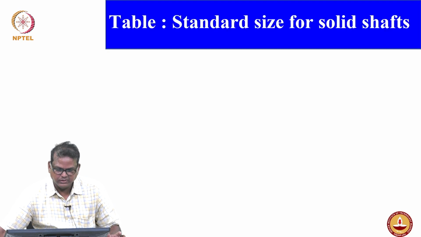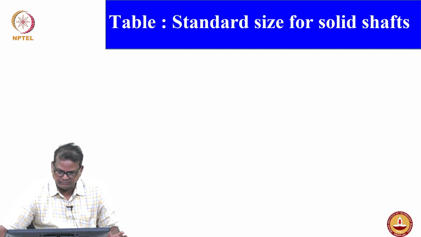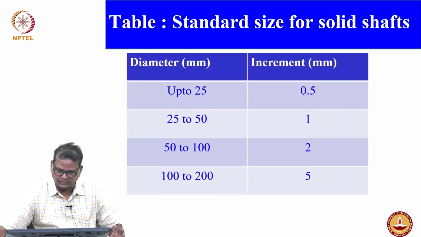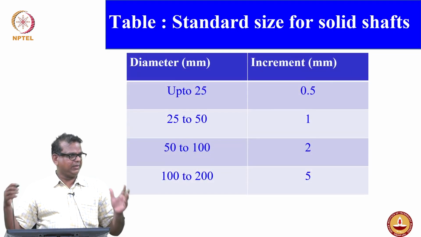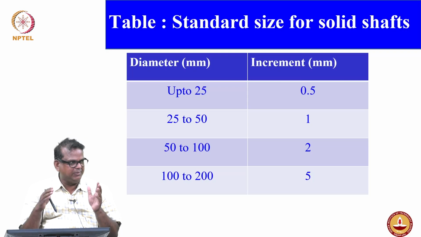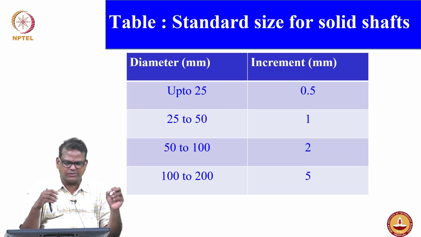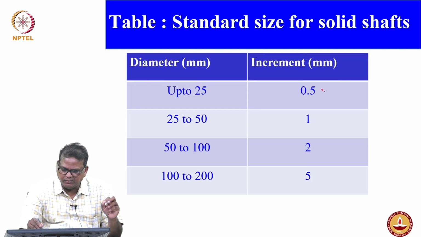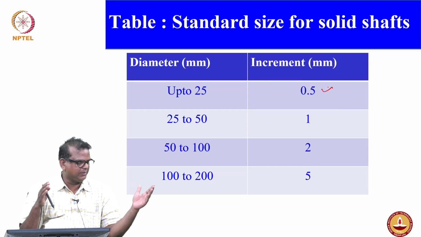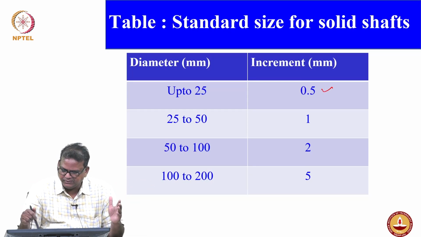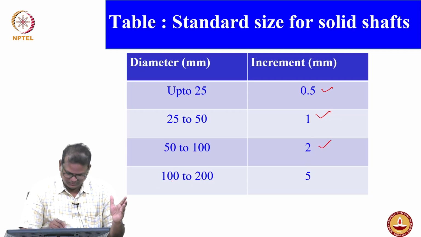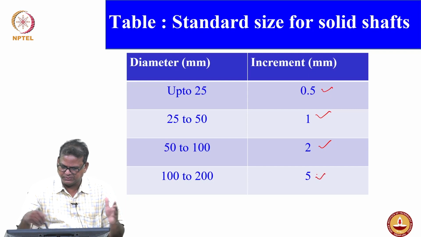Okay. Now the standard size for the solid shaft. Now you got the shaft diameter based on the calculation, and if you get up to 25 millimeter, even if you get a fraction, you can have an increment of 0.5. If the diameter falls between 25 to 50, you can choose a 1 mm increment, and so on, for 100 to 200 you can do 5 mm.